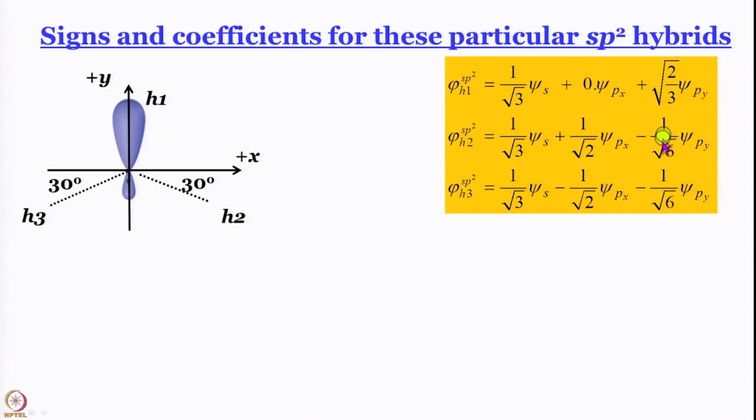Root 2 by 3 by root 3 is equal to again 1 by 3. So, plus 1 by 3, and here we are multiplying plus by minus, so it is minus 1 by 3, that is equal to 0.